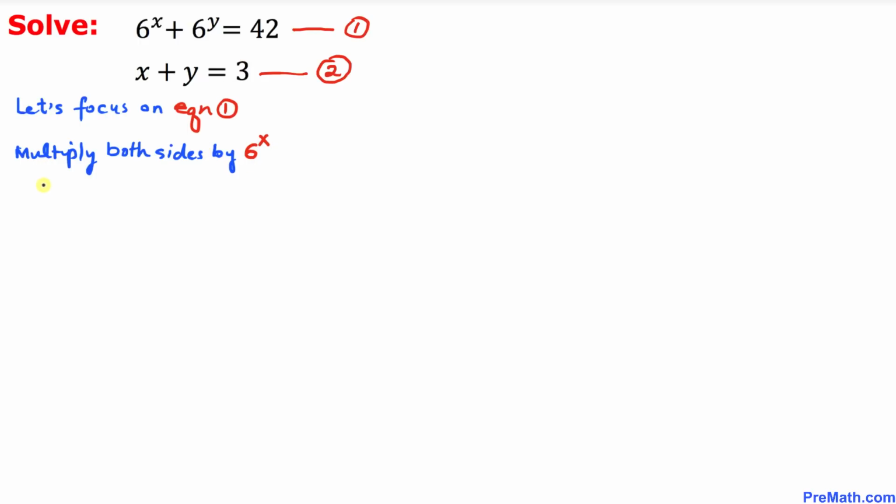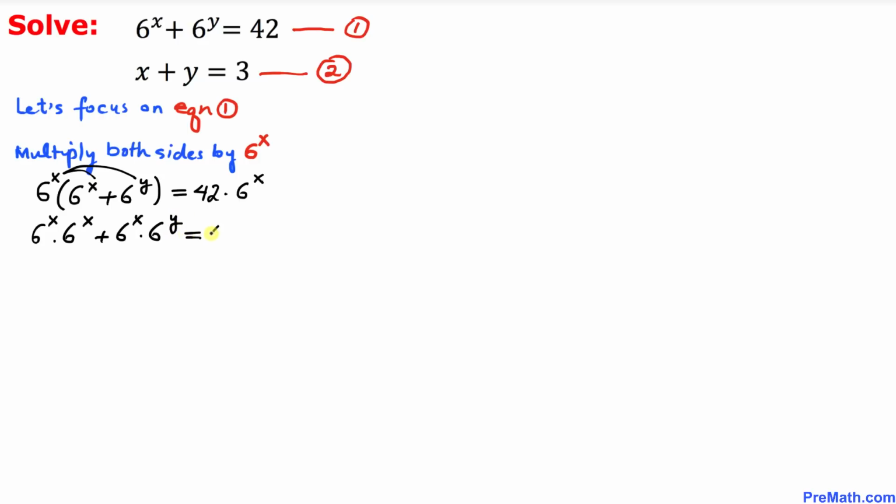So let me write down 6 power x times the left hand side of equation 1, which is 6 power x plus 6 power y, equal to, on the right hand side, 42 times 6 power x. And now let's distribute. That becomes 6 power x times 6 power x plus 6 power x times 6 power y equal to 42 times 6 power x.